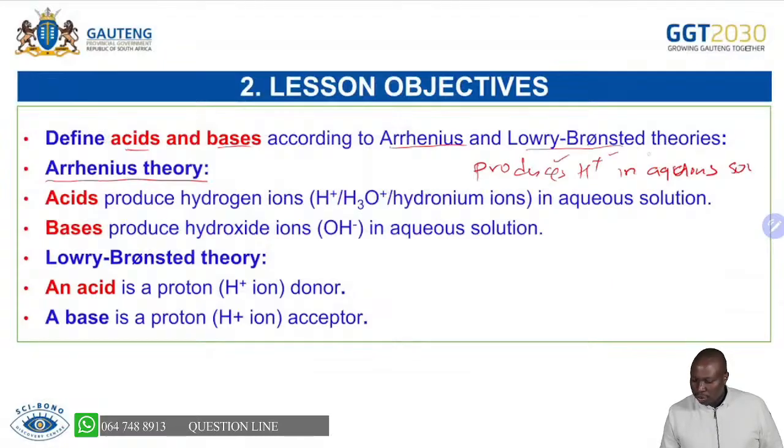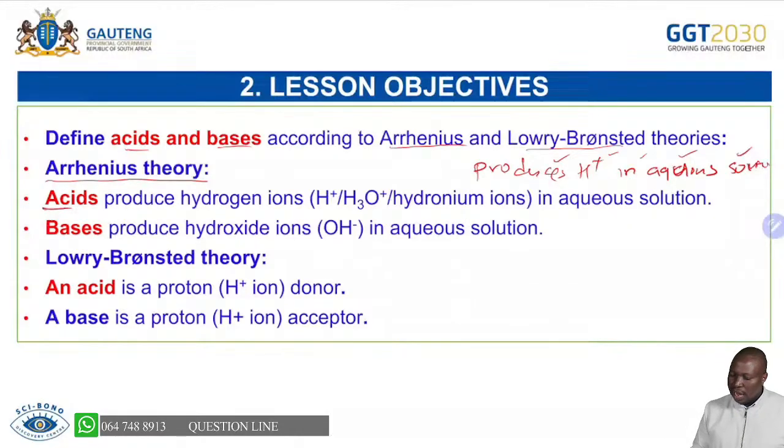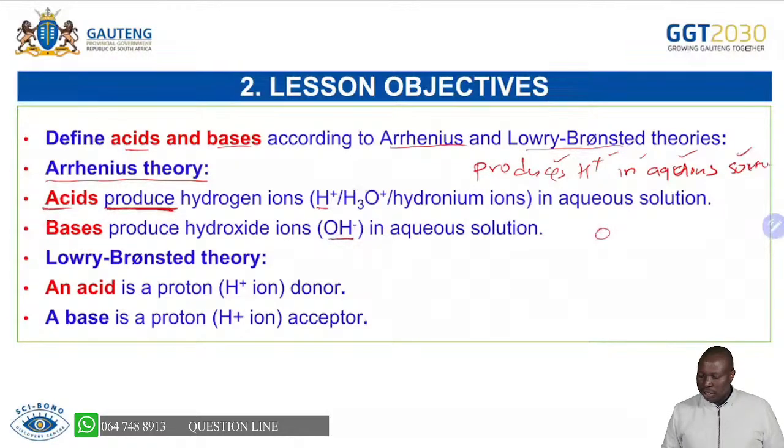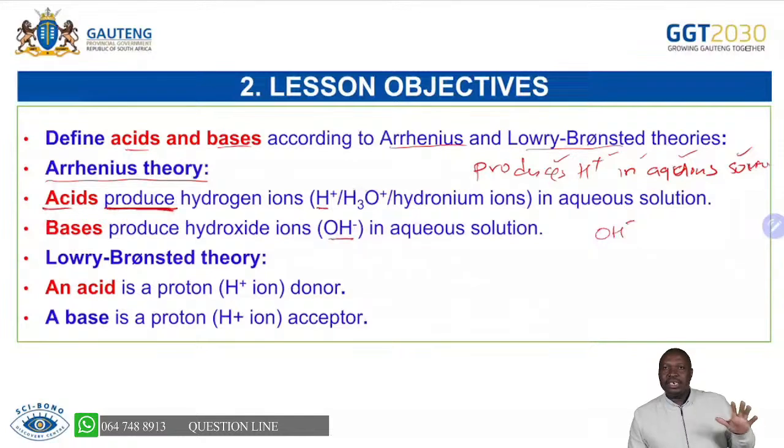So when I define the acid, I will say what it produces. It produces hydrogen ion. You can just write the hydrogen ion as H+, in aqueous solution. Whereas a base, according to Arrhenius, produces hydroxide ion. You can write hydroxide ion as OH- in aqueous solution. So a base produces hydroxide ion OH- in aqueous solution, whereas an acid produces H+ in aqueous solution.